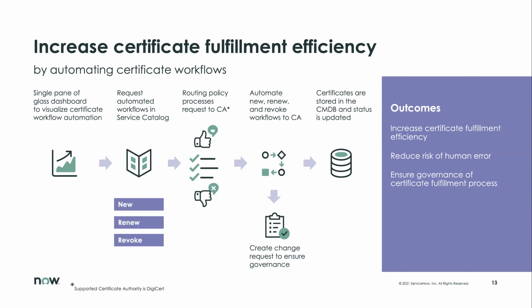After that, workflow automation sends the request to the CA for processing, and at the same time, creates a change request to ensure governance of the process. Once processed on the CA, certificates are then stored in the CMDB and their status is updated. Standardizing the certificate request experience helps to increase efficiency, reduce risks of human error, and ensure governance.